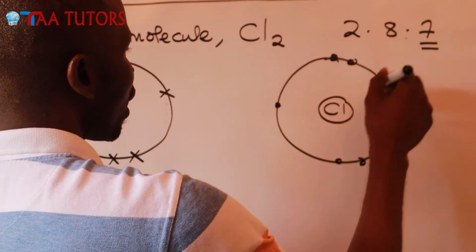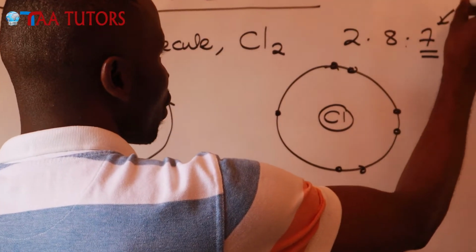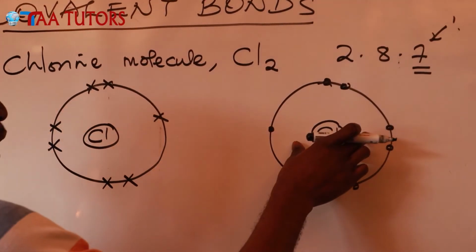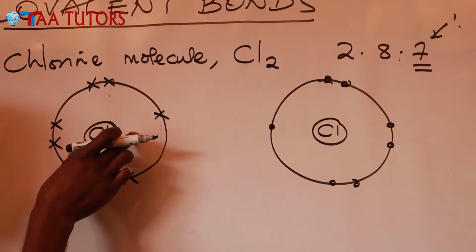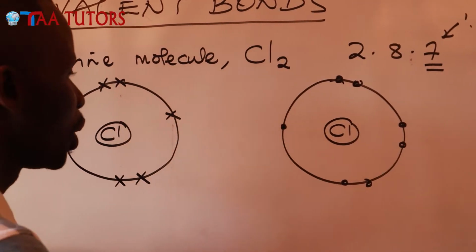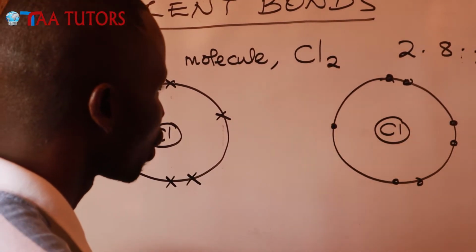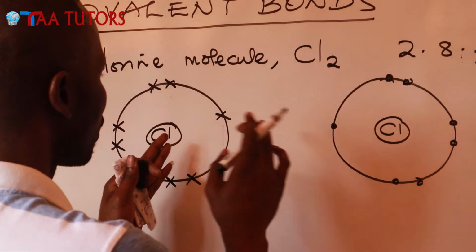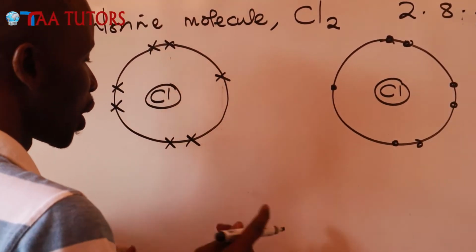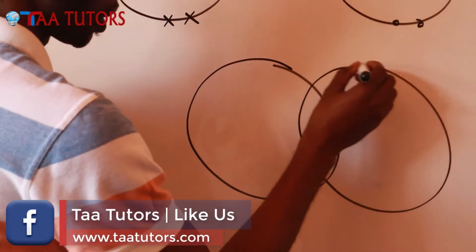So you realize that there are 7 electrons in the outer energy shell, meaning for chlorine to be stable, we need 1 electron. This chlorine atom needs 1 electron, and this other chlorine atom needs 1 electron. Both of them need to gain, and none of them is willing to give out. So the only logical way of this bonding forming is when they come and share. This one brings 1 to a central pool where it can be shared, and the other does the same.